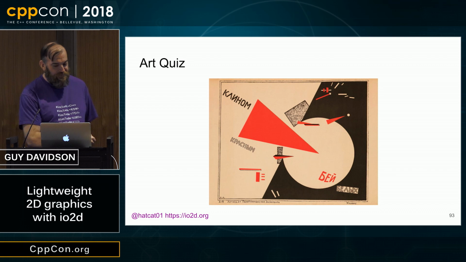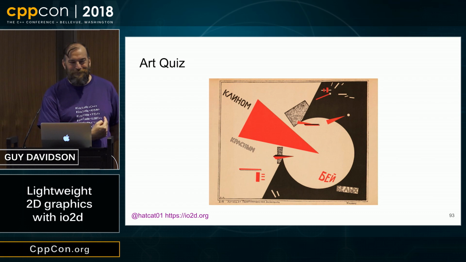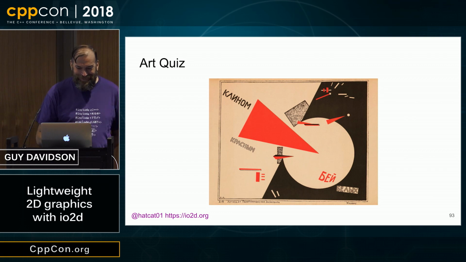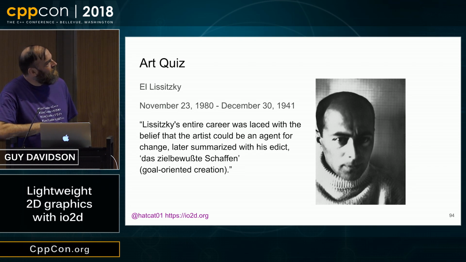Right. Anyone know what this painting's called? Anyone familiar with it? Is it just me? It's just me, isn't it? It's called Beat the Whites with the Red Wedge. It's a piece of Soviet art by this gentleman here, L. Lisitsky. No, that's November 23rd, 1890, not 1980, to December 30th, 1941.